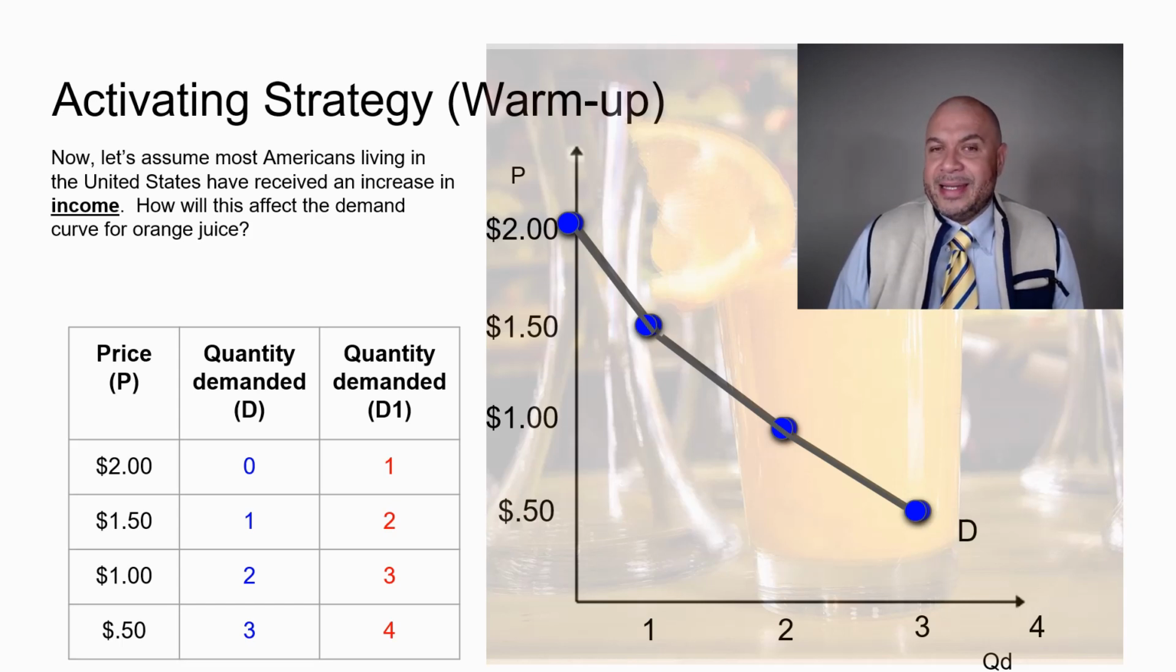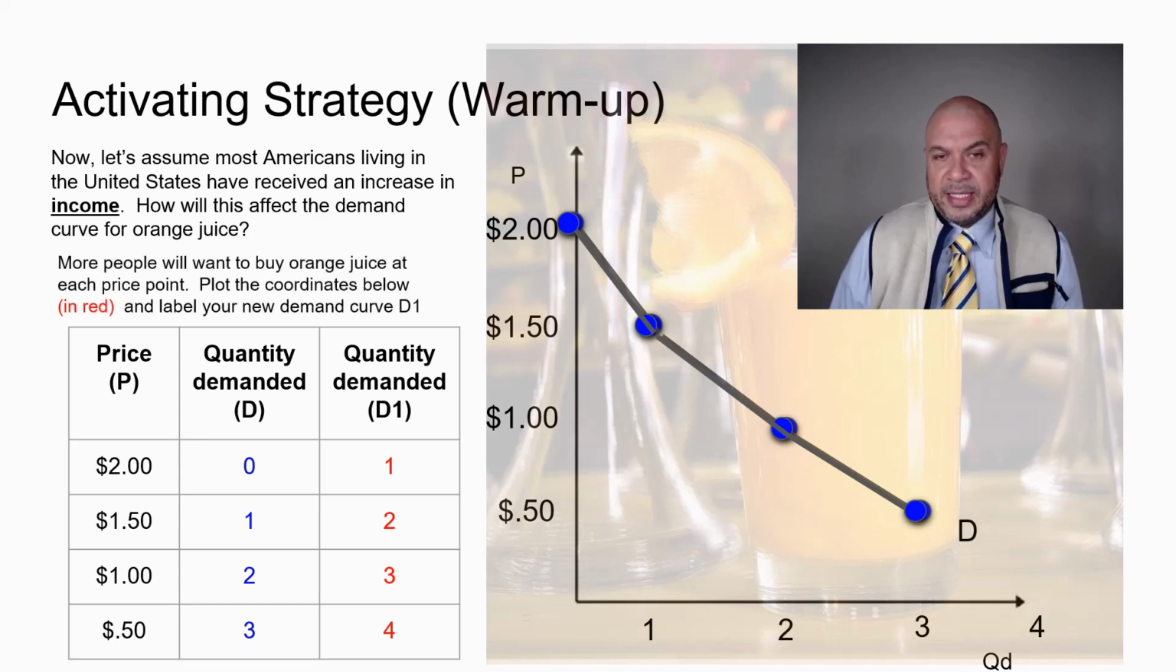Now notice, I didn't say that the price of orange juice changed, but what changed is the Americans' income, the amount of money that Americans make. They are making more money. So this is going to have a direct impact on our demand for orange juice.